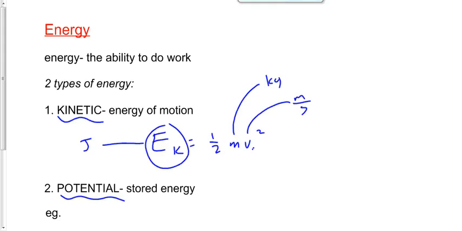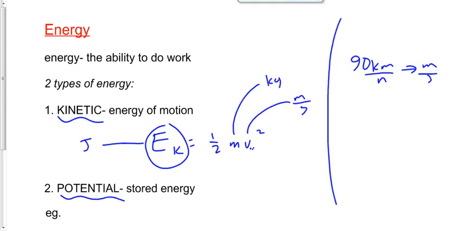Hey, one quick little thing here. It's been a while since we've done this, so I want to come back to this and just do a little example. What if we have to convert kilometers per hour to meters per second? Let's say we got 90 kilometers per hour given to us in a question. We have to convert that to meters per second to put it into my kinetic energy equation. You guys remember how to do that? Because we really haven't done that much this unit, right? This unit's been about forces and accelerations, and every once in a while we may have had to do that, but not very often.